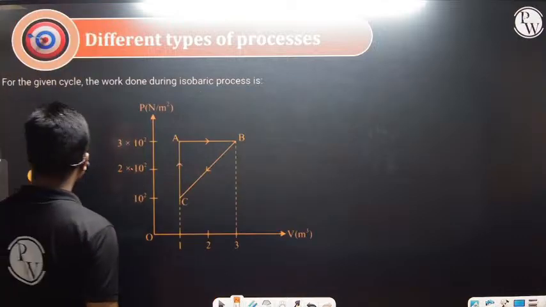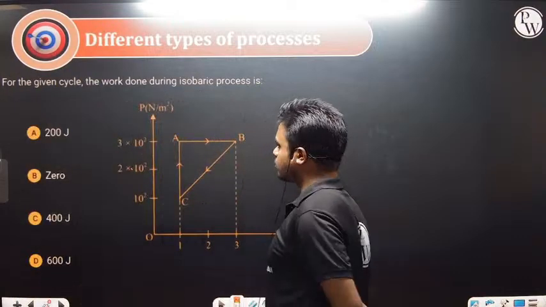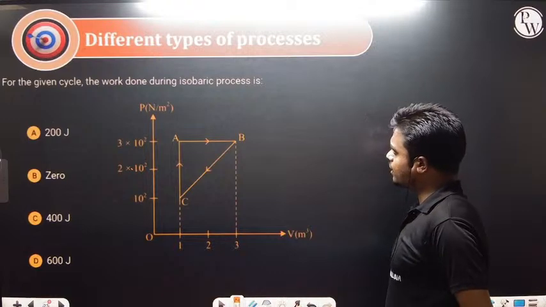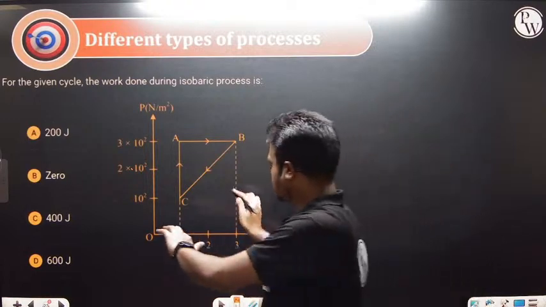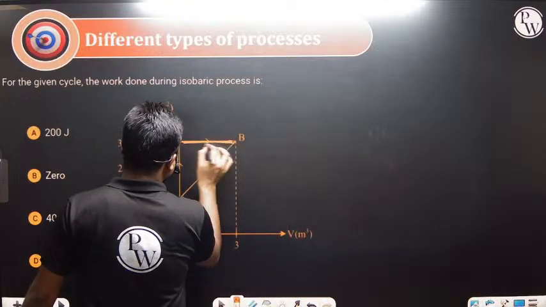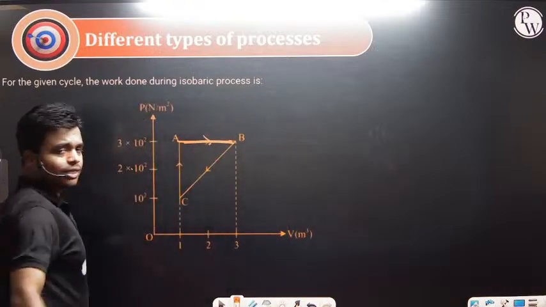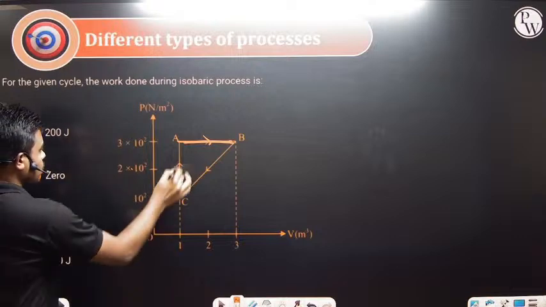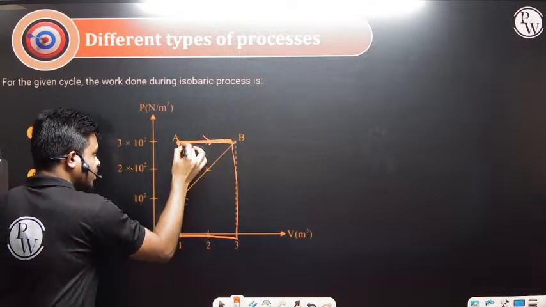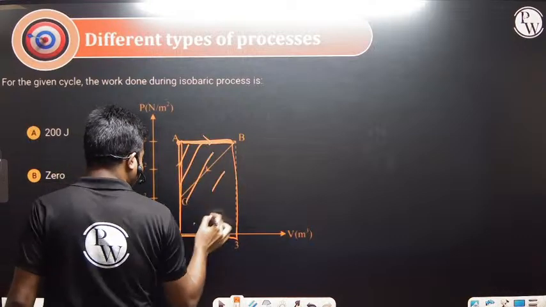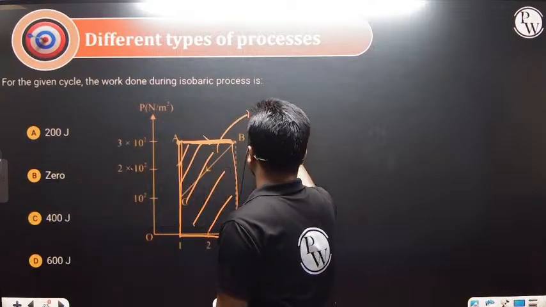So let's solve this. This is what they're asking. For the given cycle, the work done during the isobaric process, we have to identify where the isobaric process is. So this particular part where the pressure is constant, this side up to this point pressure is constant, that is the isobaric process. So we have to find this total area that is bounded by this, and as we calculate this total area, we'll get the work done.